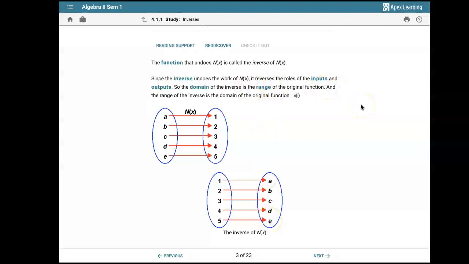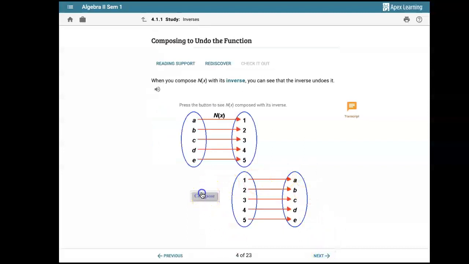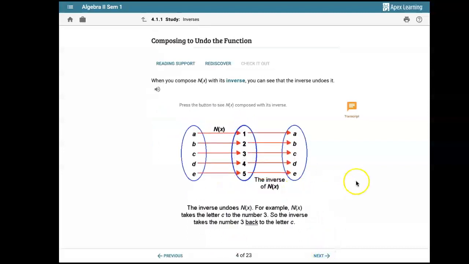So the domain of the inverse is the range of the original function. If you think about it, domain is x values, range is typically y values. So y now becomes x and x now becomes y. The input values of the inverse are actually the range of the original. Again, it's something that undoes the other thing. If we look here, you can see when we put it on top, the inverse of n of x undoes n of x. So c goes to 3, 3 goes back to c with the inverse of n of x.